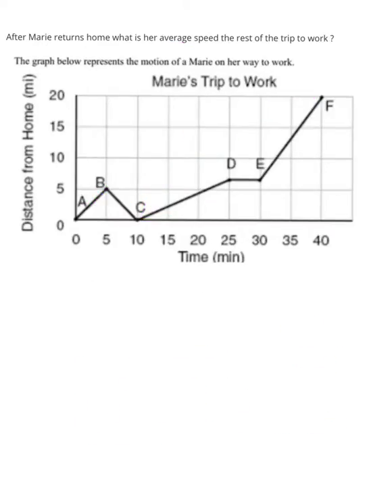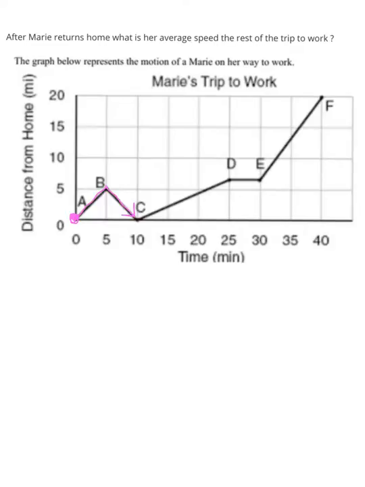The next problem reads, after Maria returns home, what is her average speed for the rest of her trip to work? So again, going back to the previous problem, the story begins at 0 distance and 0 time with her leaving her house and going to work. So from A to B, she leaves the house for approximately 5 minutes, and then line segment BC shows her returning home.